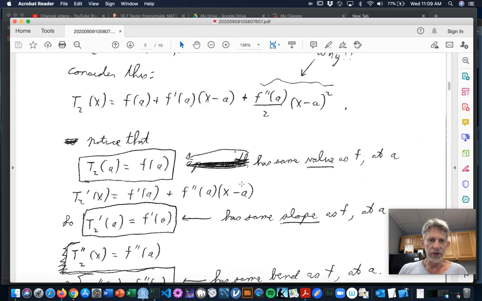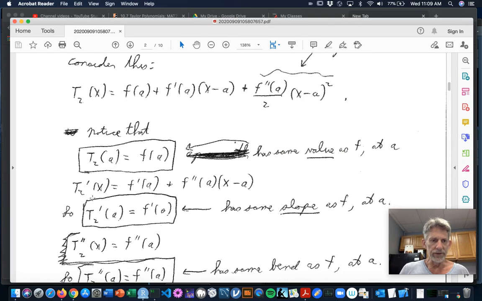I first want you to notice that at x equals a, T2 is exactly what f is at a. I mean, just plug in an a for the x here. You'll have an f of a here. You'll have an a minus a here, 0, and you're going to have a 0 squared here, so you're only going to get the f of a out. And so this polynomial has the same value as f does at x equal a.